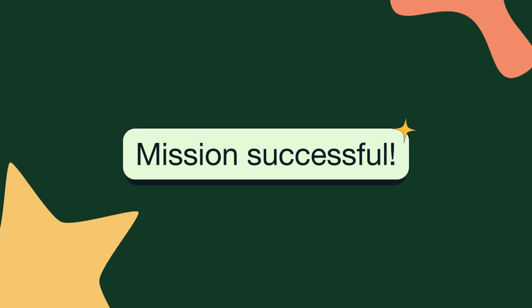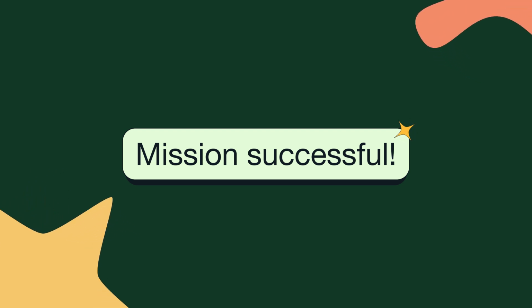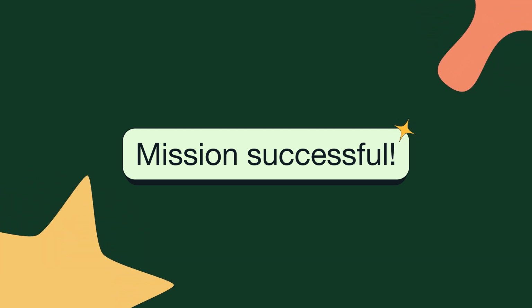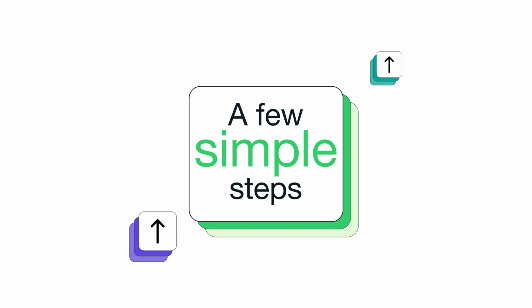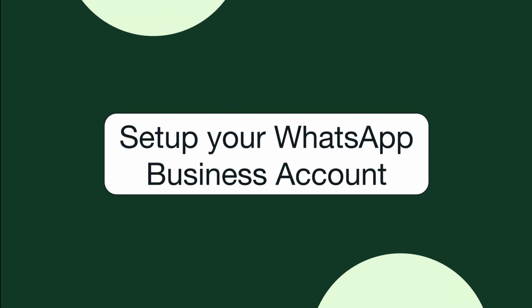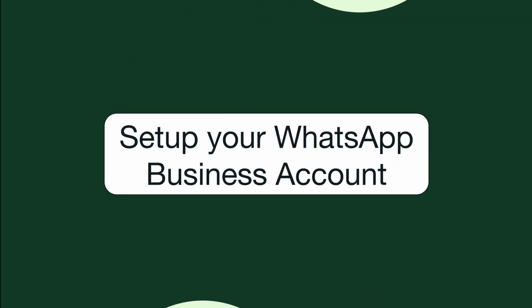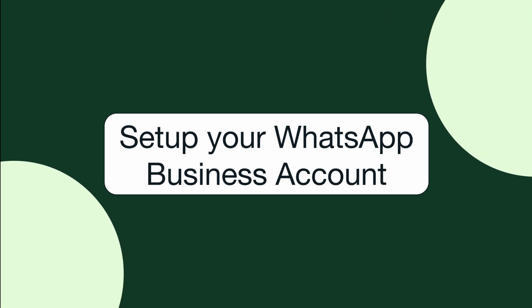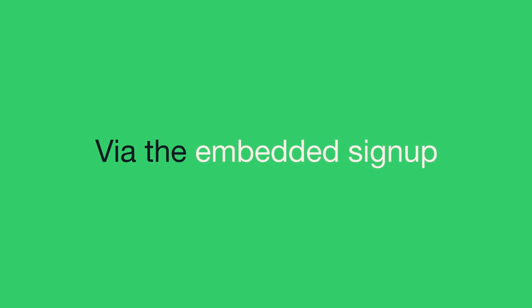Now that you have successfully created your tech provider account with Meta, it's time for brands to get on board. Businesses can unlock a whole new world of messaging in just a few steps. Create an account on the tech provider's website. Use the embedded sign-up flow to create a portfolio and a WhatsApp business account. But what is the embedded sign-up process and how do they get through it?